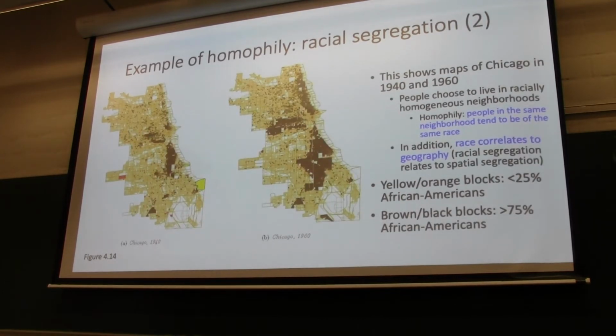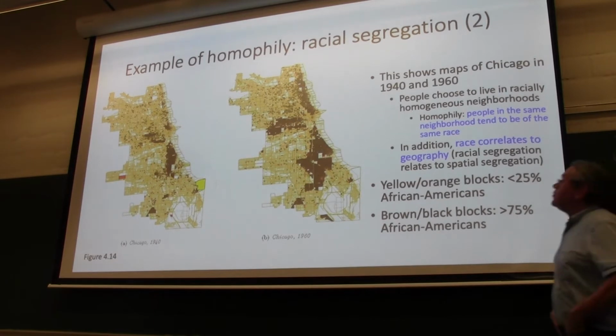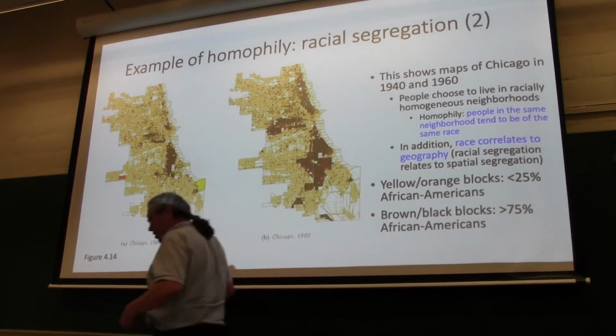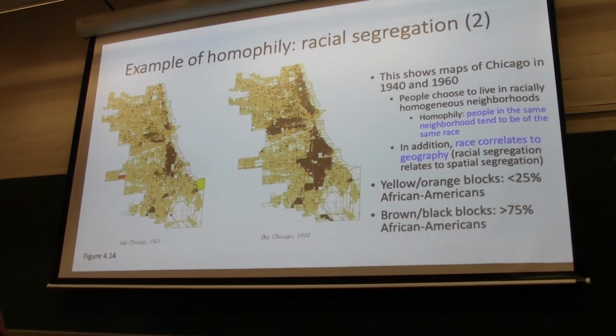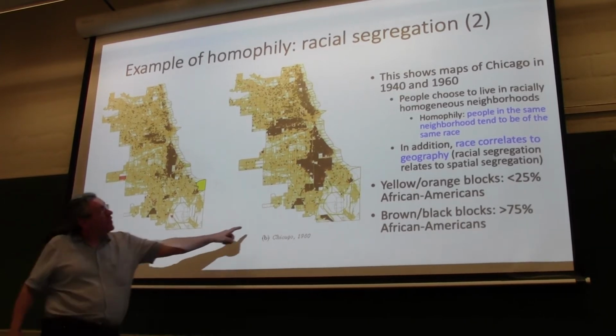So here's another example. This, again, is from a United States study. This is the city of Chicago, in 2 times, maps of Chicago, 1940 and 1960.